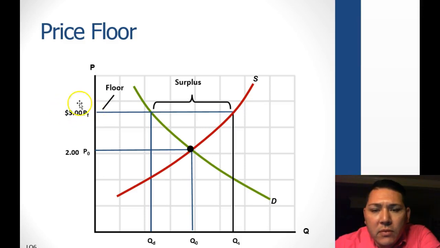So, at $3, we're willing to supply a certain amount. Well, what's the demand? The demand's over here. So when the price floor is above the equilibrium price, a persistent product surplus results.